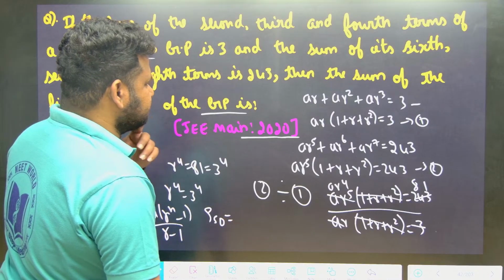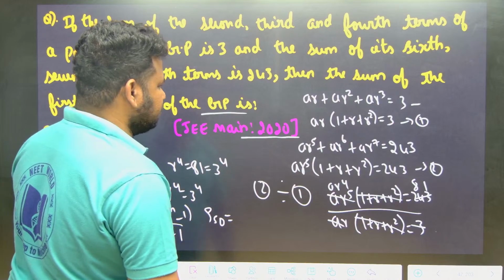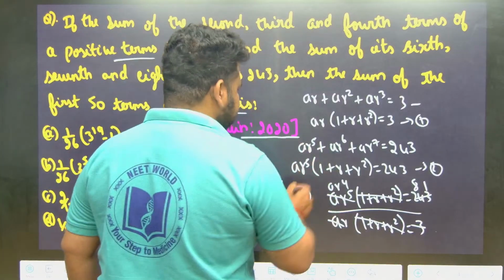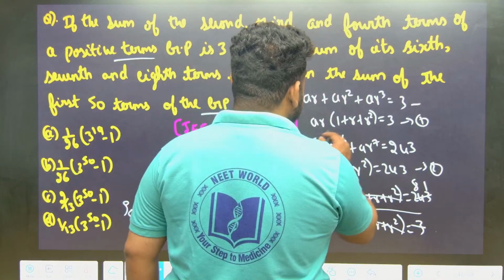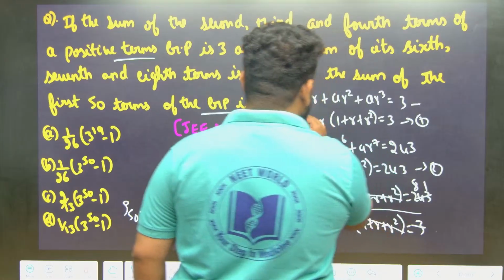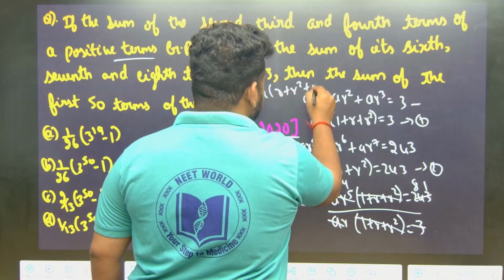So once we got this, R power 4 is equal to 3 power 4, R will be equal to 3. So R will be equal to 3 means I can find out the value of A here easily. So here, if I take A common, A into R plus R square plus R cube is equal to 3.